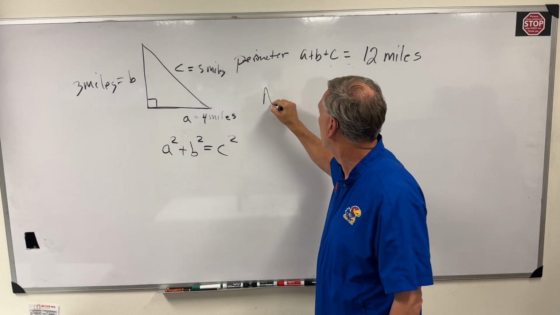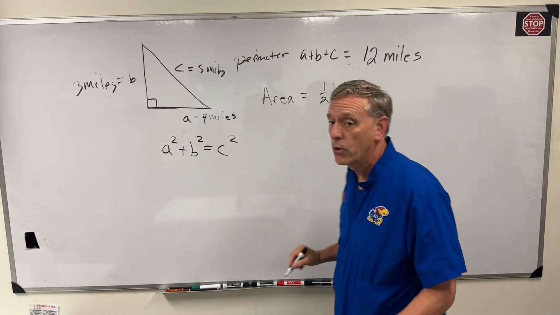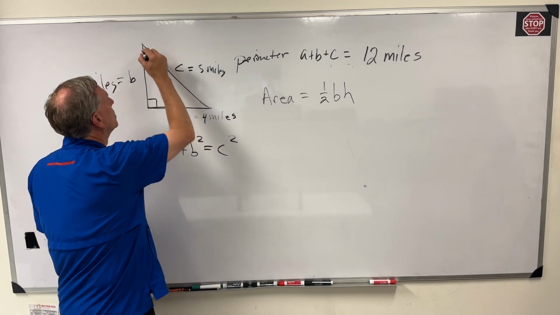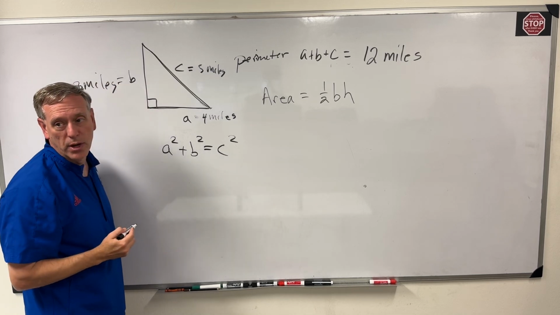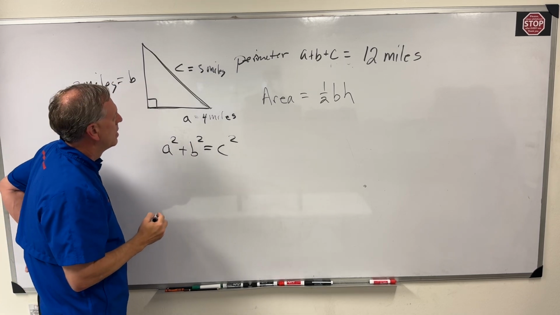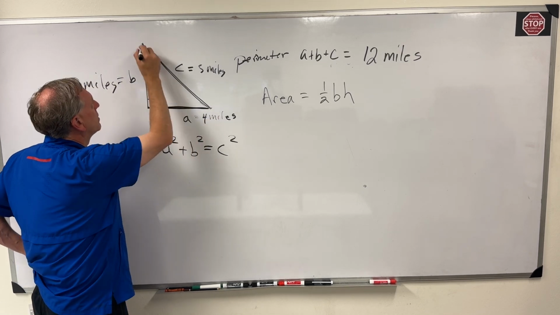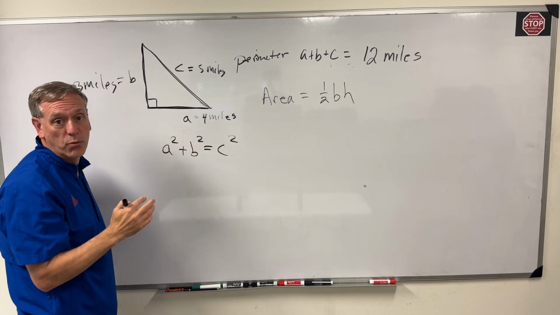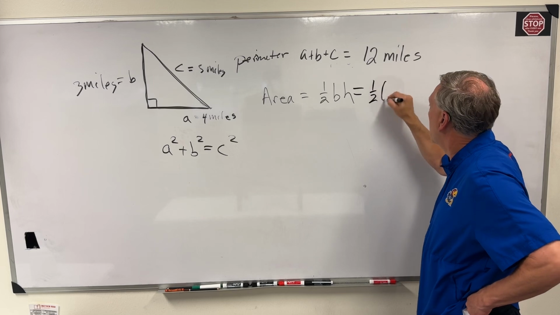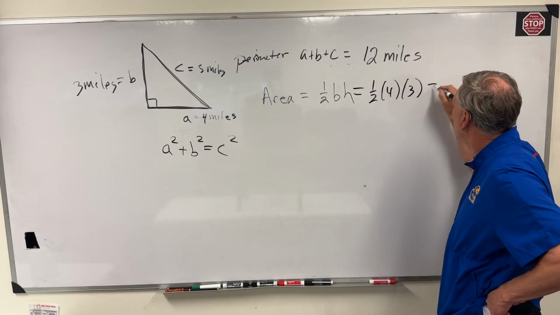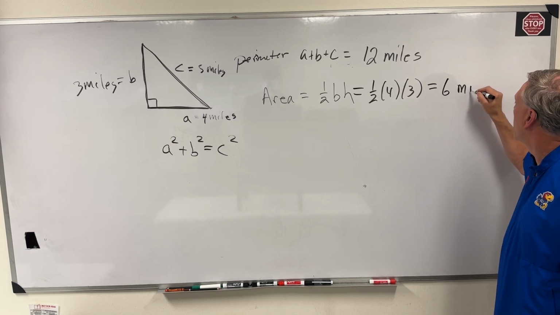Now the area of that for a triangle is 1/2 base times height. So that means the hypotenuse does not factor into this area discussion. In this case, in a right triangle, we're going to use this base and this height. I'll show you an example where it doesn't work out quite that simple, and we're going to calculate 1/2 times 4 times 3. So we're going to get 12, 4 times 3 is 12, divided by 2, 6 miles.